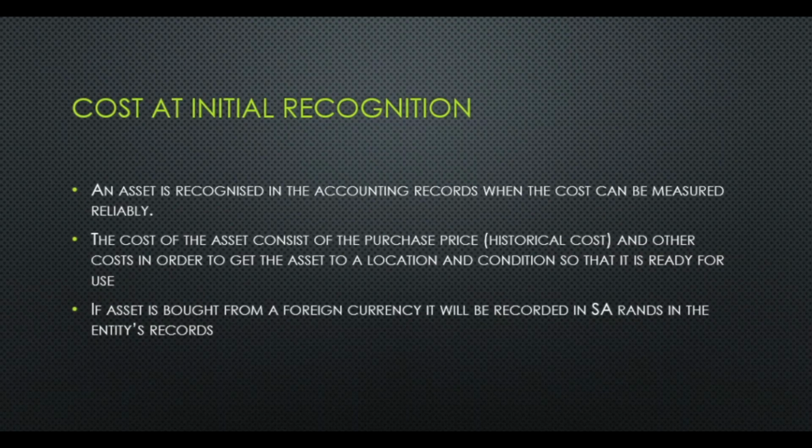Cost at initial recognition. An asset is recognized in the accounting records when the cost can be measured reliably. The cost of the asset consists of the purchase price, which is historical cost, and other costs in order to get the asset to a location and condition so that it is ready for use.